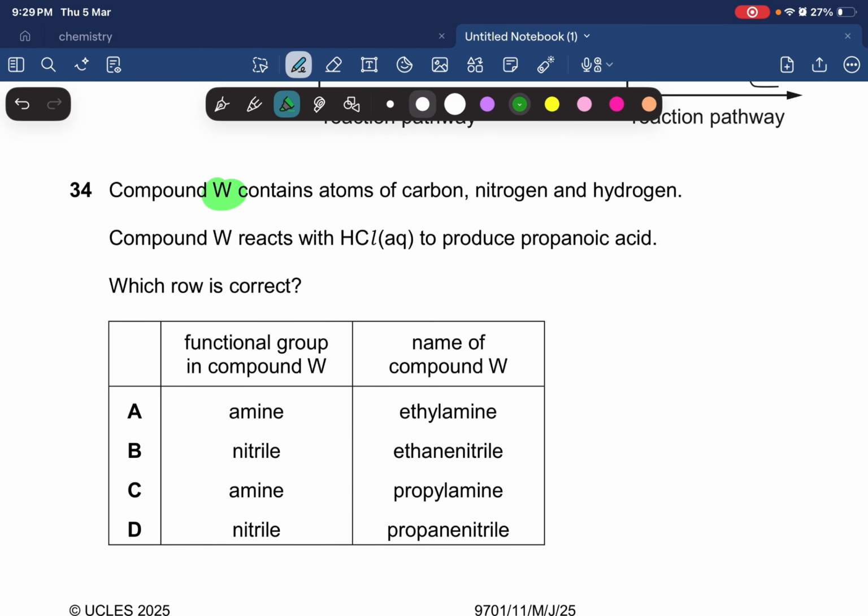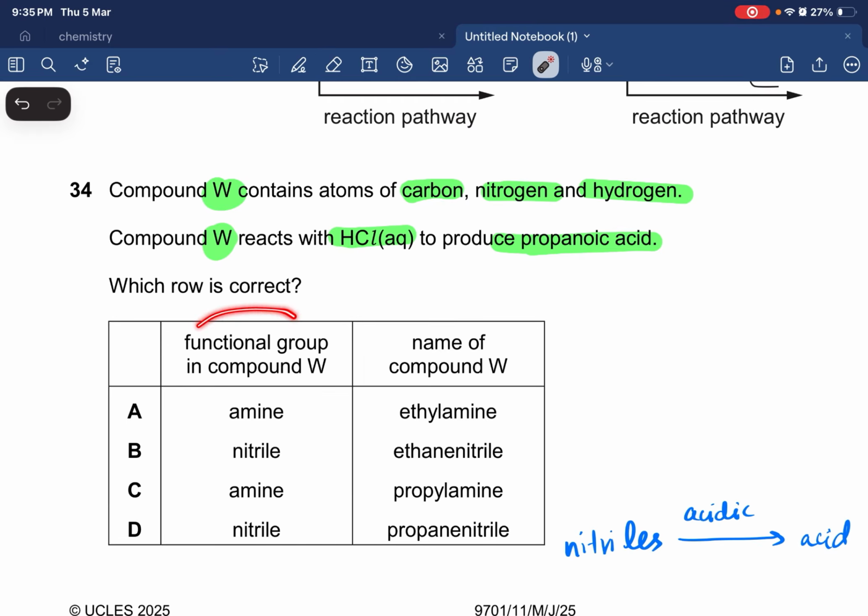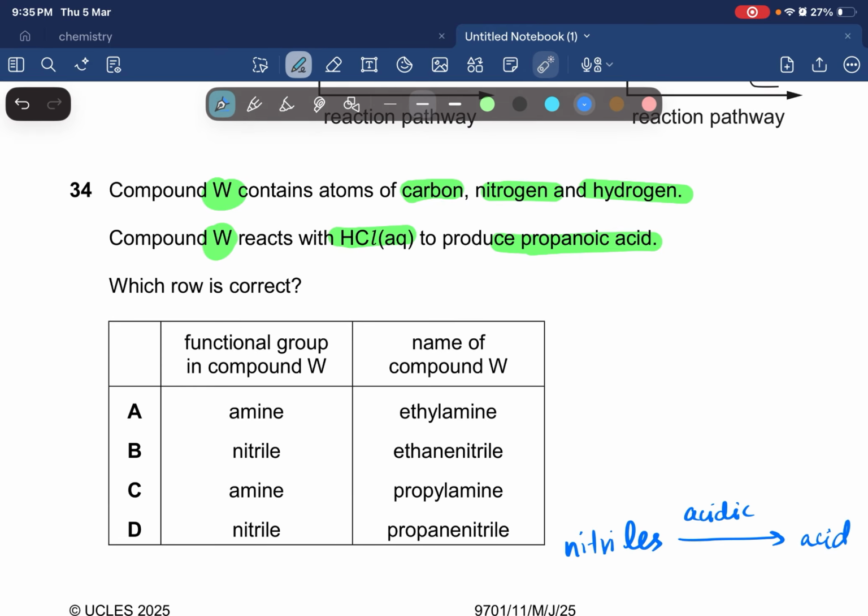Compound W contains atoms of carbon, nitrogen, and hydrogen. We're dealing with an amine or a nitrile. Okay. Acidic hydrolysis is going to produce an acid. Even if you do your alkaline hydrolysis, you're going to form a salt of that acid. Okay, so over here the functional group in W, definitely we're dealing with nitriles. You know, amines, they're not going to produce acid. And secondly, the name of compound W.